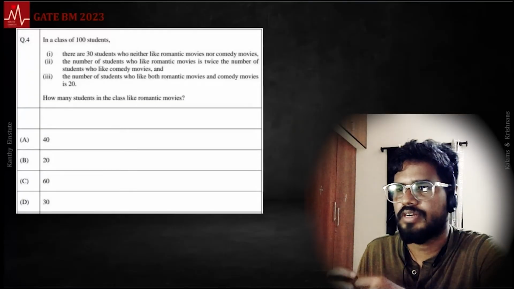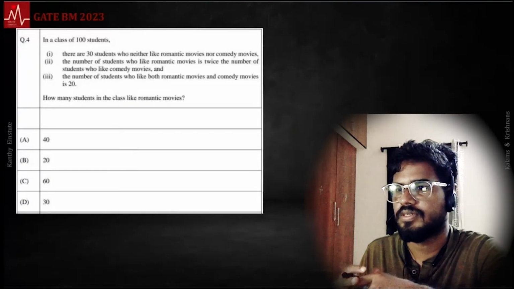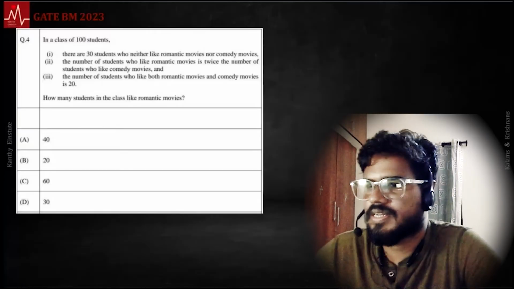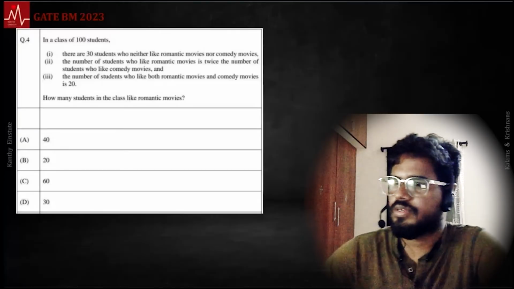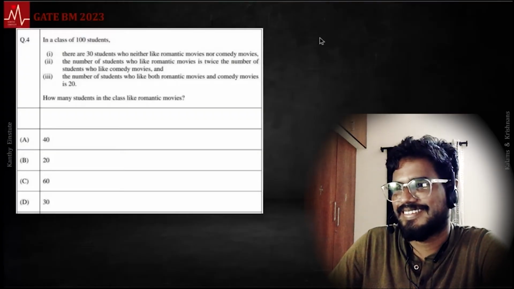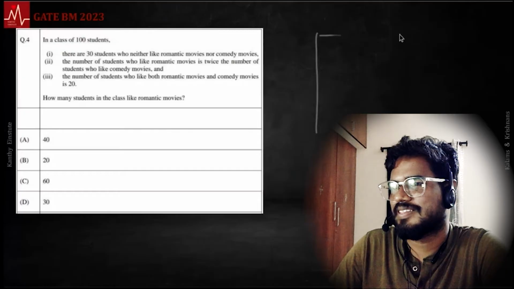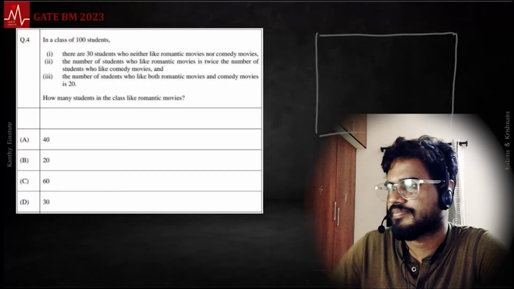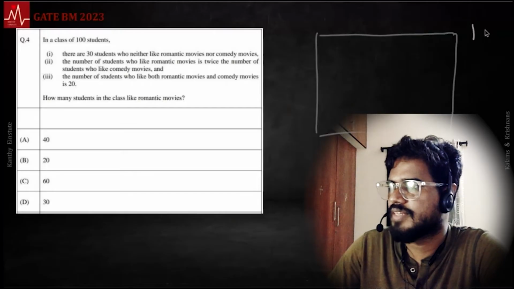So in a class of 100 students, there are 30 students who like romantic movies. How many students in the class like romantic movies? There are 30 students who neither like romantic movies nor comedy movies. That is a class.